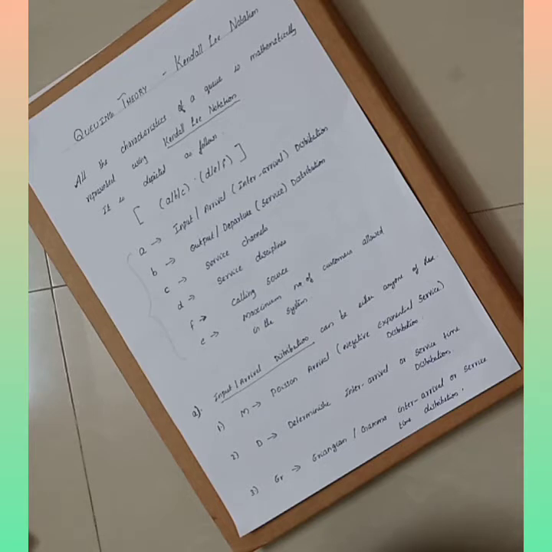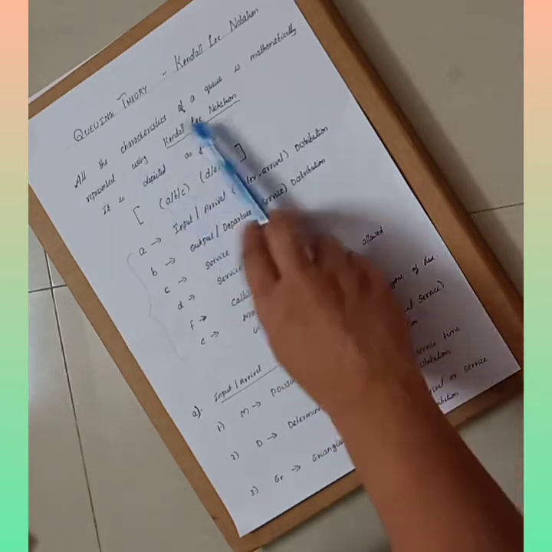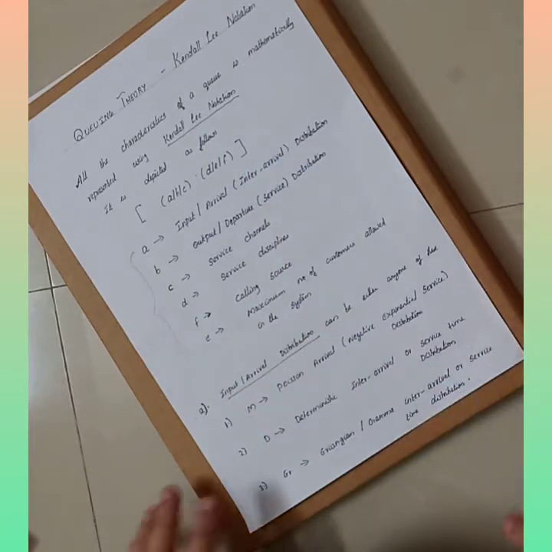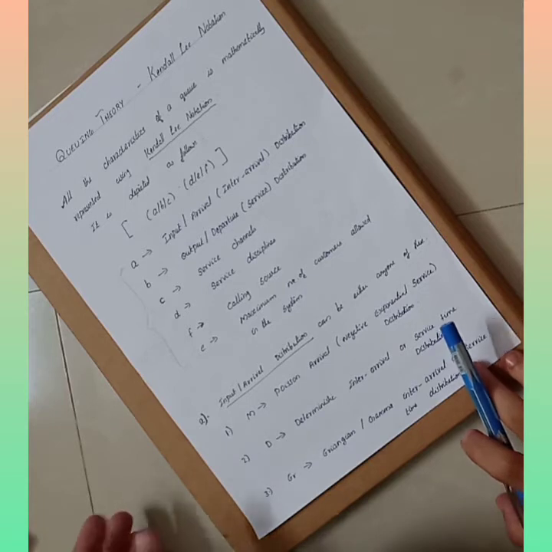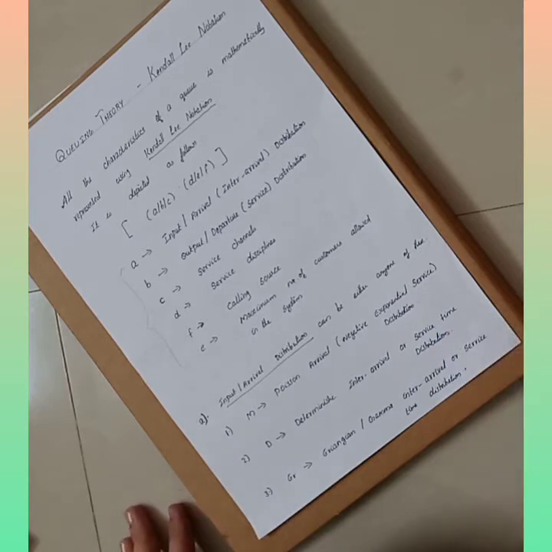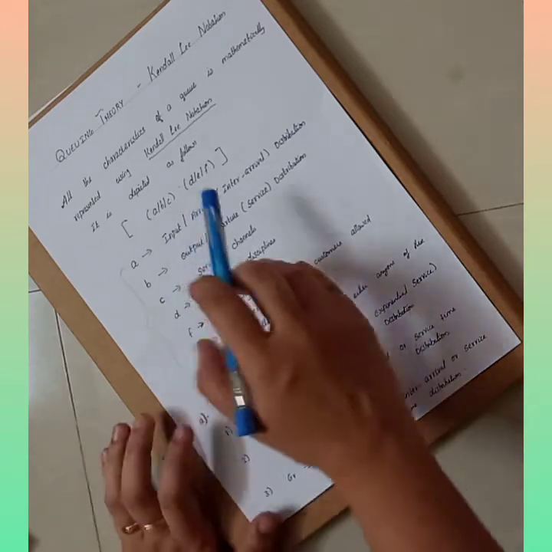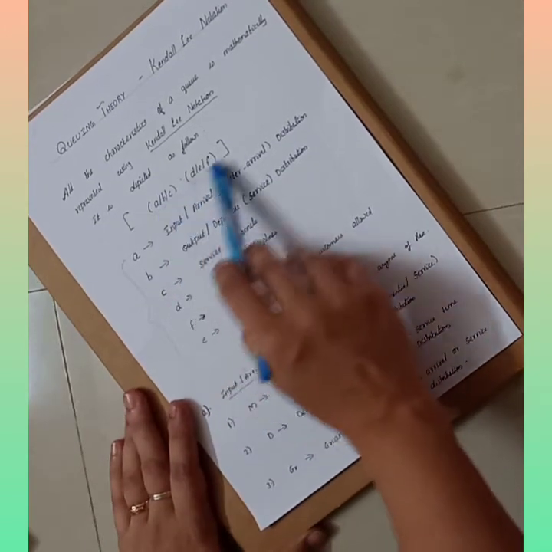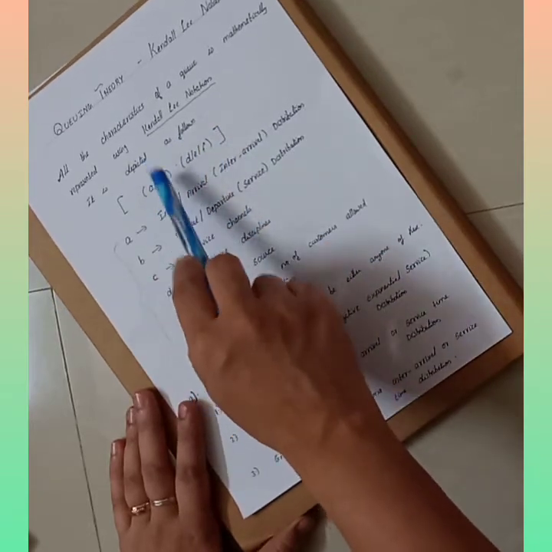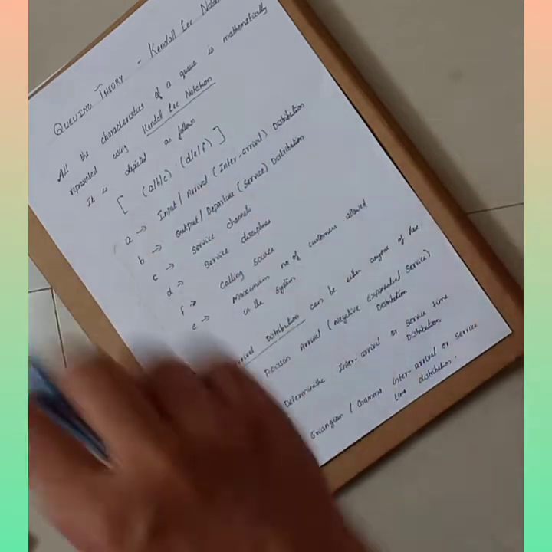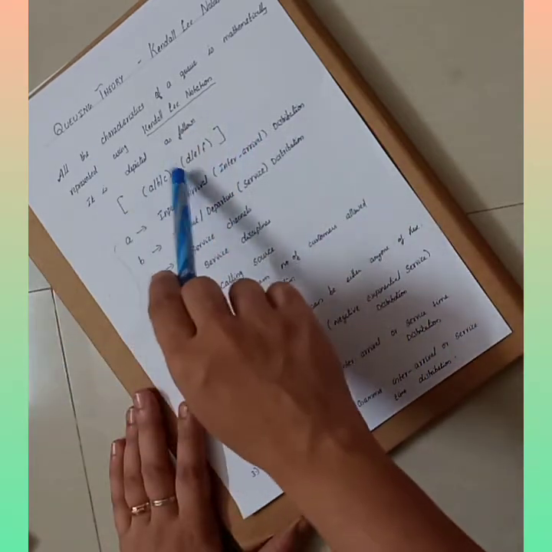All the characteristics of a queue are mathematically represented in queuing theory using Kendall-Lee notation. So today in class we will discuss what Kendall-Lee notation is and how we can use it for solving problems. Basically Kendall-Lee notation is depicted using this particular formula: A/B/C/D/E/F. So this is called Kendall-Lee notation.